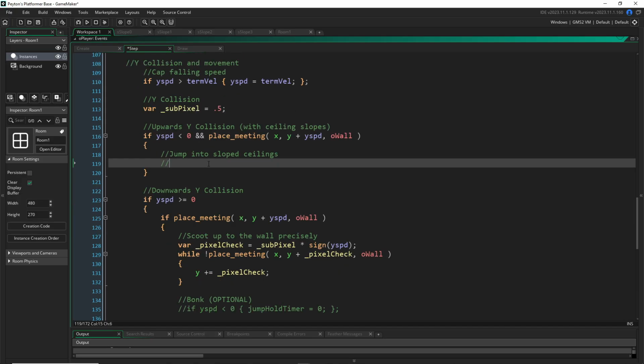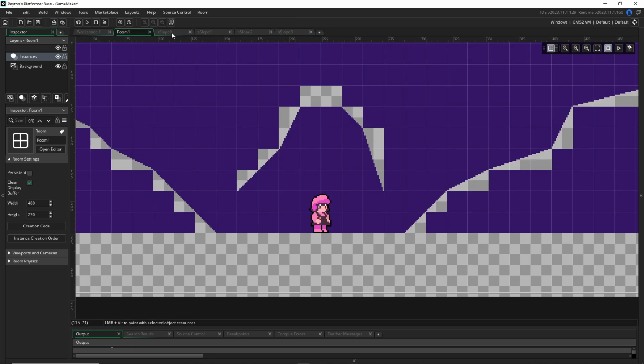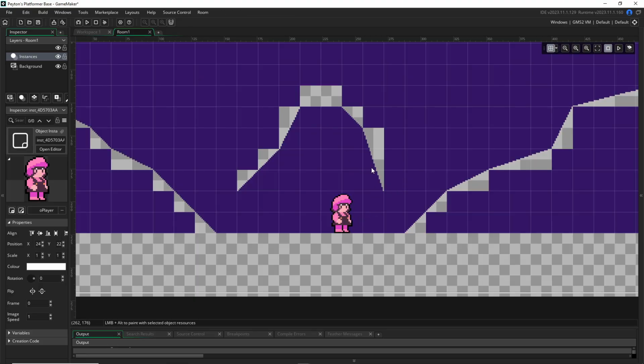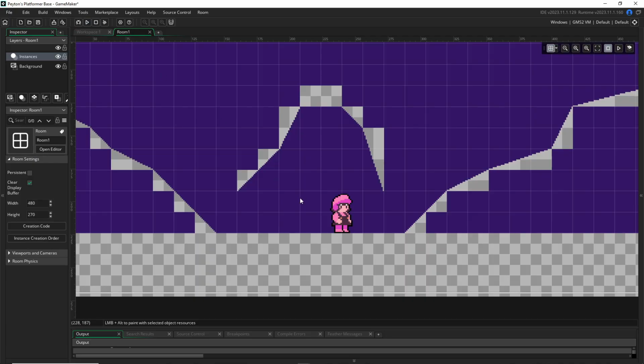I'm just going to say this is the slide up left slope, right? So I'm gonna close these. They don't need to be open. Okay, so I'm gonna say that's these slopes, right? Where if I jump into them, I should slide up left. So remember, I don't want to do that if I'm trying to move to the right.